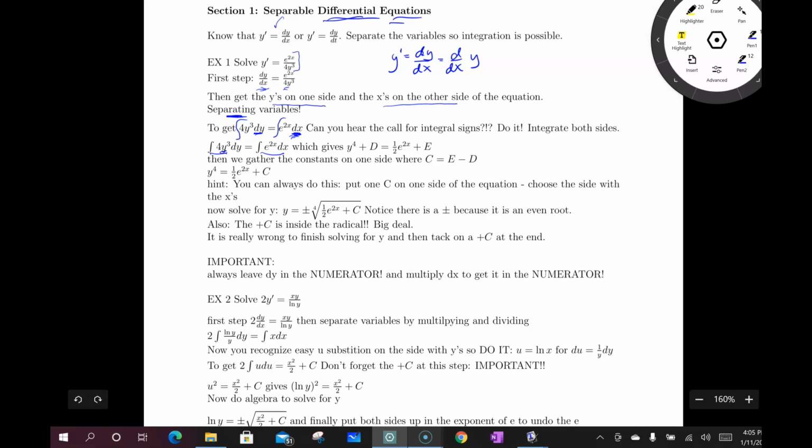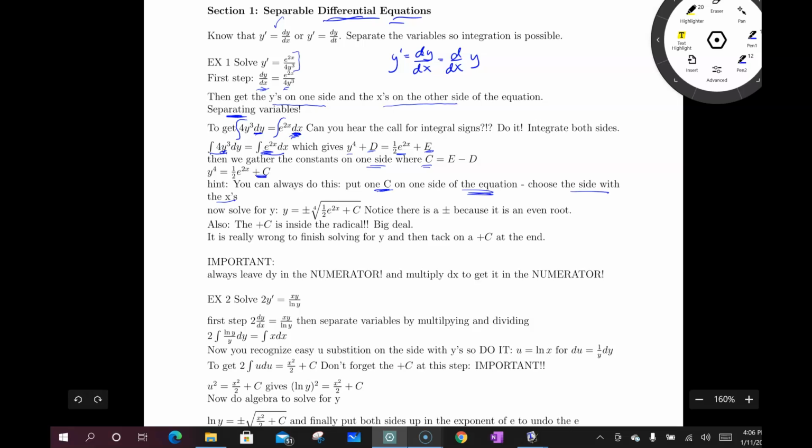And I recognize this as y to the fourth, so the 4's cancel, so I get y to the fourth, plus a constant on the left-hand side. Make it a 1/2 e to the 2x, plus a constant on this side. So I want to put the constants on one side. So let's move them over to the right-hand side and I'll call it c. All right, so we can always just put one c on one side of the equation. We're always going to choose the side with x's.